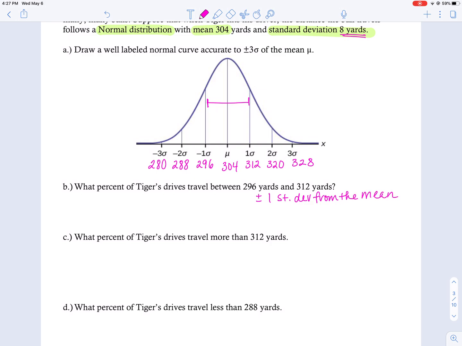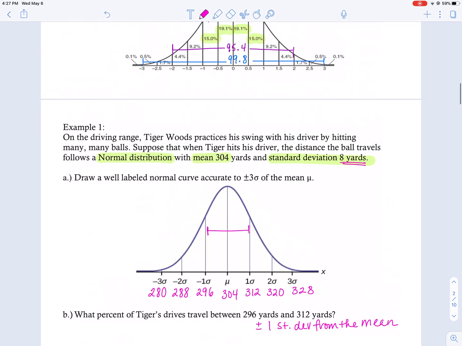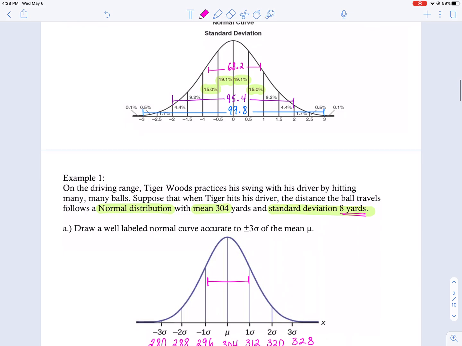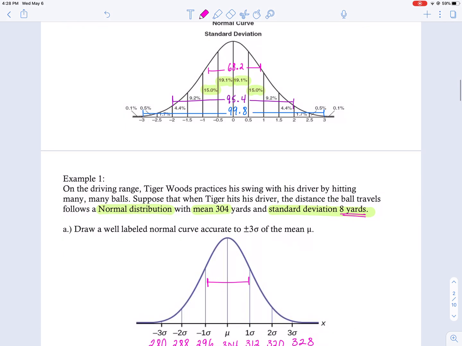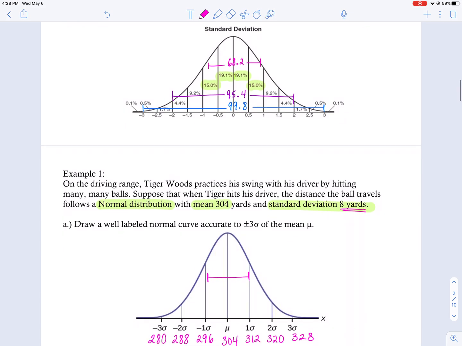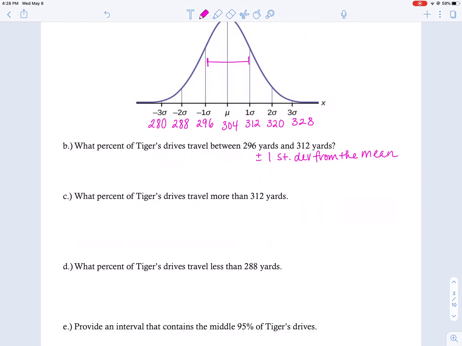Okay, so one way you could do that is to add up all of those decimals. So you would literally say 68.2. It would be your 15, your 15, your 19.1, your 19.1, and you could say 68.2%.